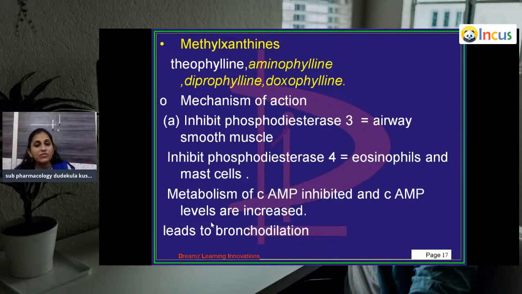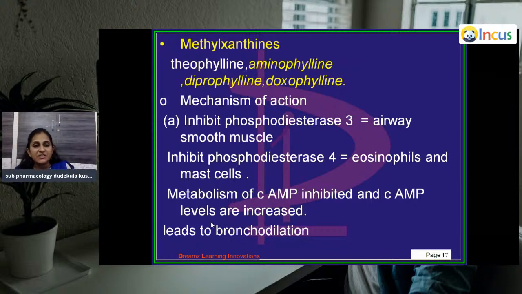The main mechanism of action of methylxanthine is phosphodiesterase inhibition. What is this? Phosphodiesterase is a very important enzyme for the metabolism of cyclic AMP. Once ATP is utilized, the product produced is cyclic AMP. Metabolism of cyclic AMP is inhibited by inhibiting the phosphodiesterase enzyme. Further, cyclic AMP levels are increased and that leads to bronchodilation.